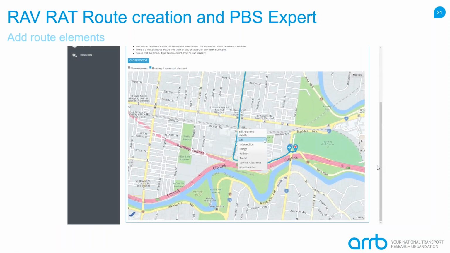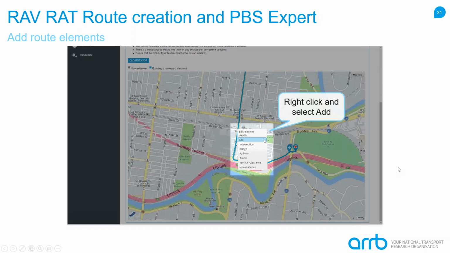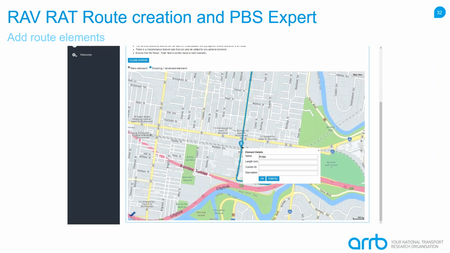So what we're going to do here is add an additional route element, and I'm going to choose a bridge in this instance, as there's a bridge going over a railway track. We just right click on that section of the road and go add, and then we select which route element we want. We selected a bridge, so now it's populated that little icon on there, and it's asking us for some element details about that bridge.